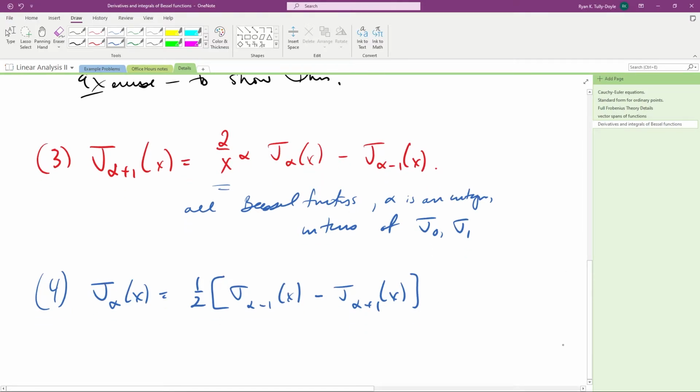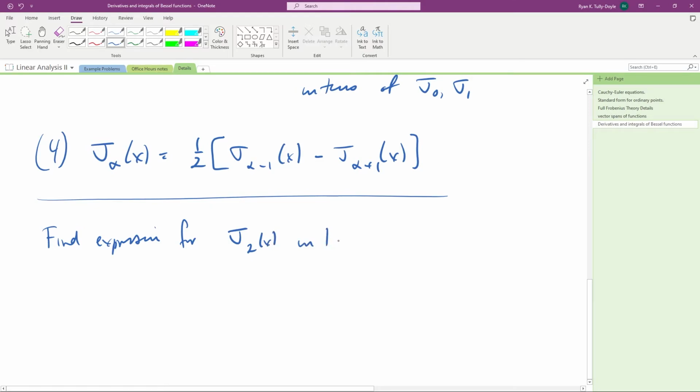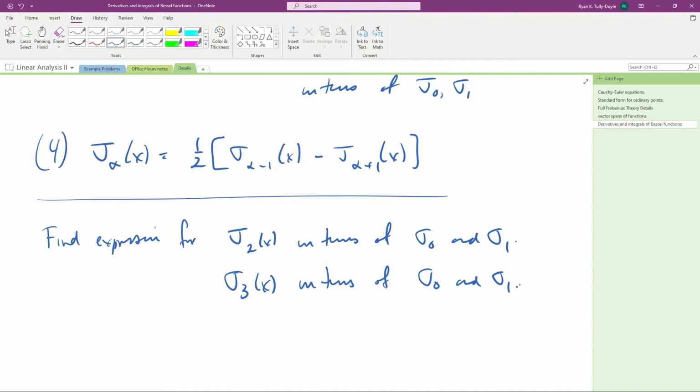All right, so how can we use these kinds of expansion properties? Well, one thing you might do is find an expression for J2 of x in terms of J0 and J1. Then do it for J3. So these are pretty strong properties, right? When you really only need to know two functions in order to construct the rest of this huge family.